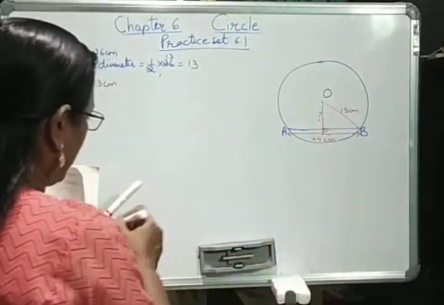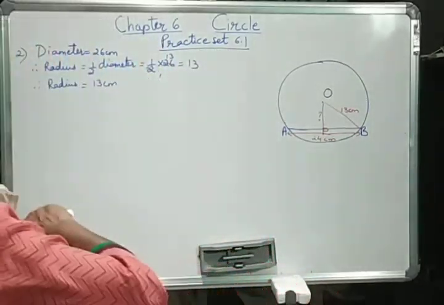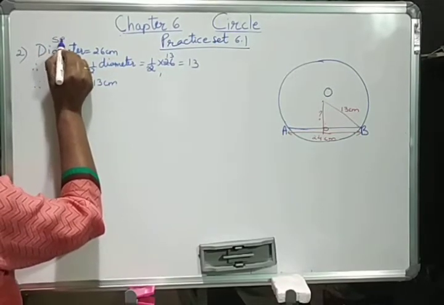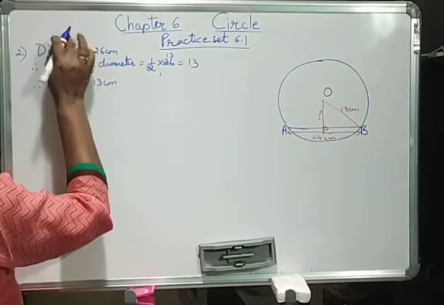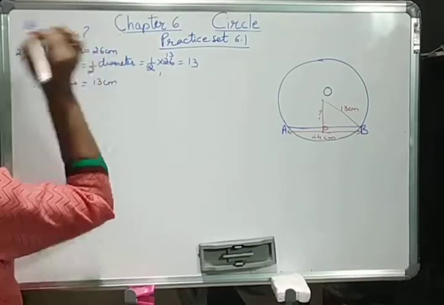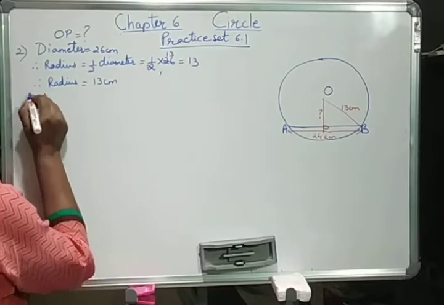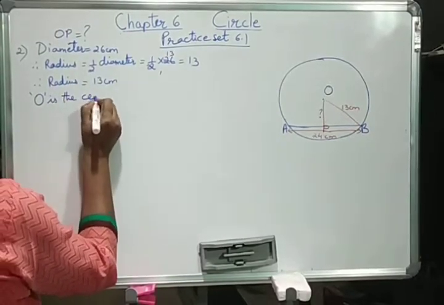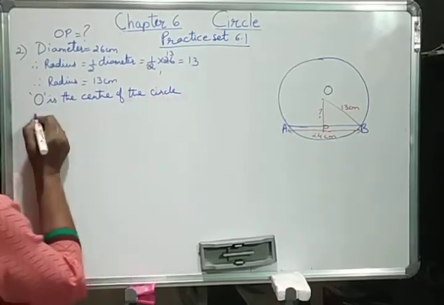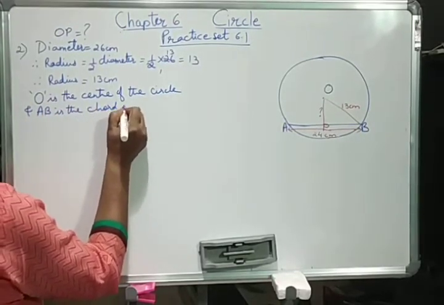Now over here the first thing is you will write down. What we have to find out over here? OP. So we have to find segment OP. I'll just write down, we have to find the length OP. This I put a question mark. So first you'll write down, O is the center of the circle and AB is the chord of the circle.